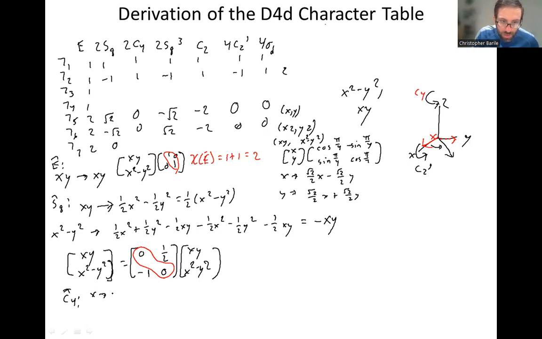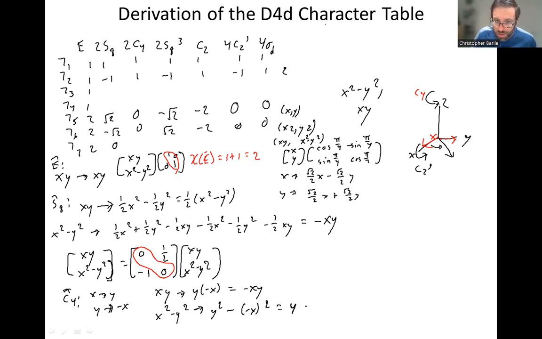So x, remember for C4, went to y, because x goes 90 degrees, and y went to minus x. And so what does xy therefore go to? Xy therefore goes to y times minus x, which equals negative xy. What does x squared minus y squared go into? Well, x went into y, so it was y squared. Y went into negative x, so it's minus x squared. So that equals y squared minus x squared, which is equal to the negative of x squared minus y squared.